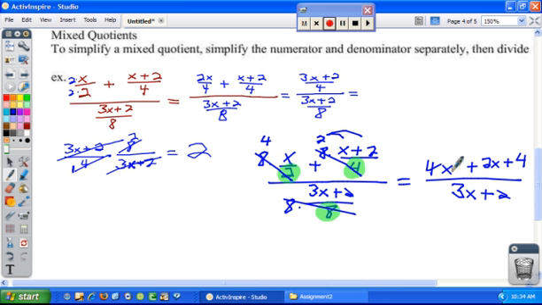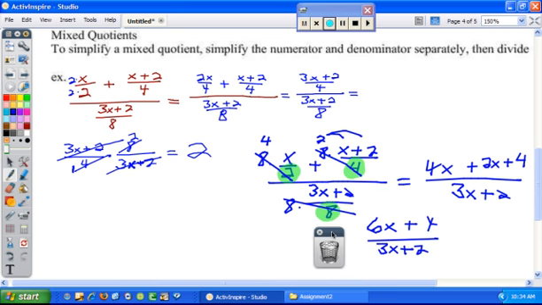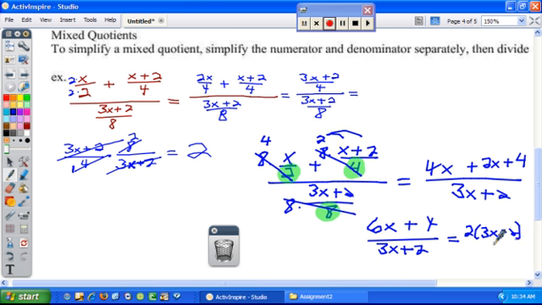And I combine like terms, so I have 4x plus 2x. I get 6x plus 4 over 3x plus 2. And then, well, if I factor out a 2, I get 3x plus 2 over 3x plus 2 here. Those cancel, and I just have 2, just like I did there.